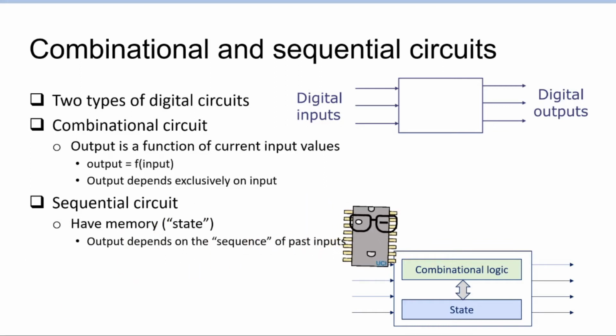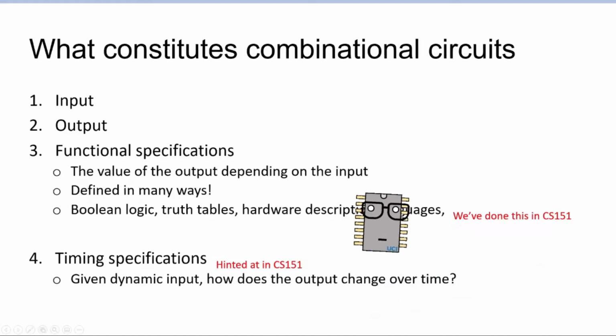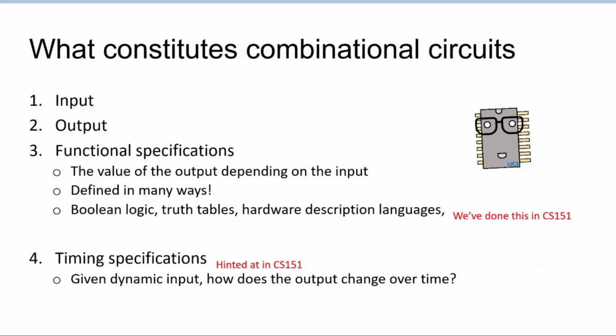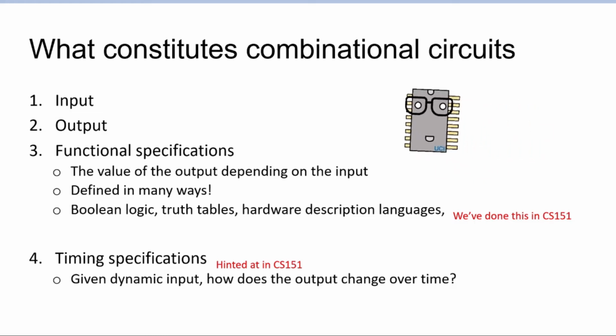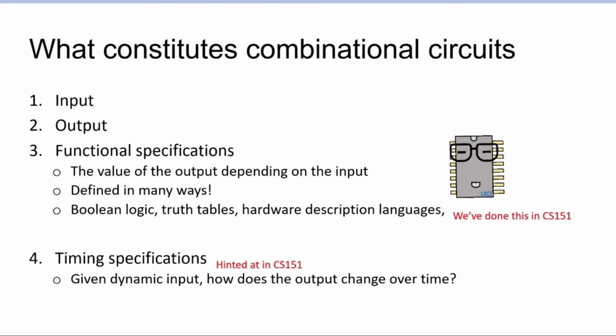So a sequential circuit consists of combinational logic and also state information that this combinational logic reads from and writes to. So what constitutes combinational circuits include the input, of course, the output, of course, and also the functional specifications. As a clarification, right now we're talking about combinational circuits. We haven't gone on to sequential circuits yet.